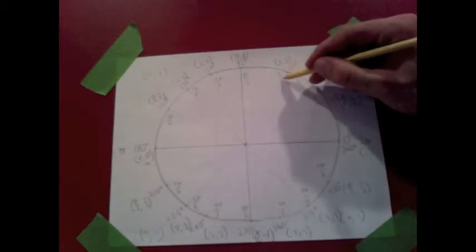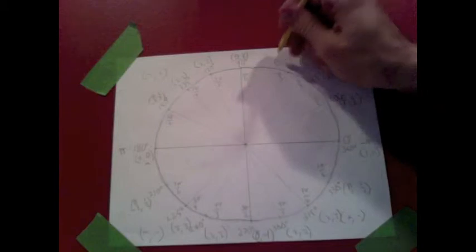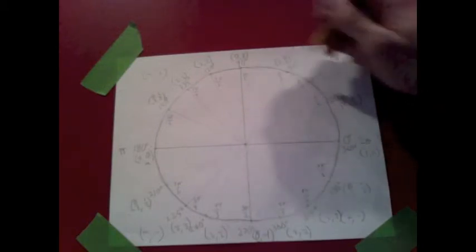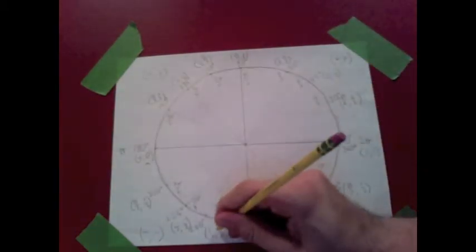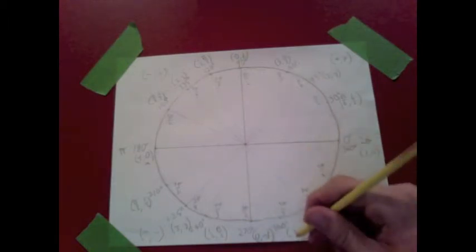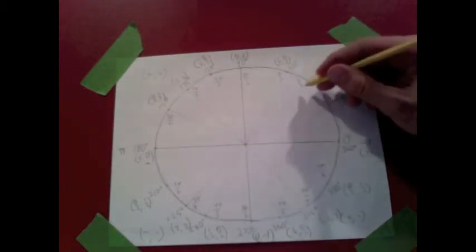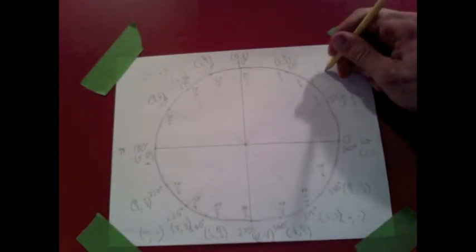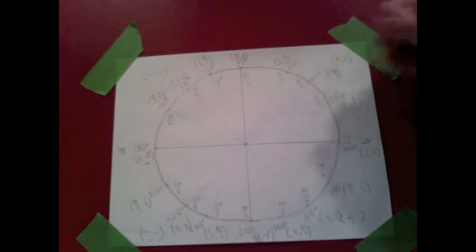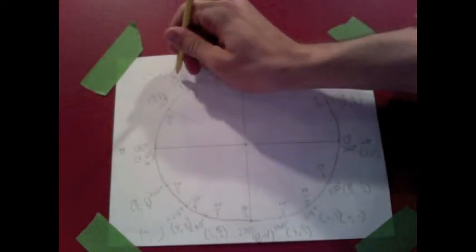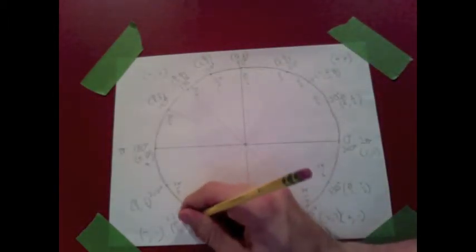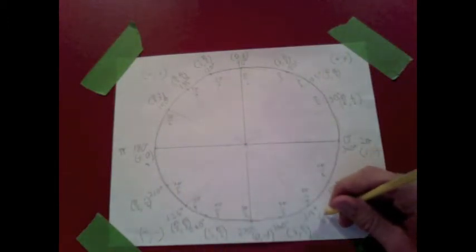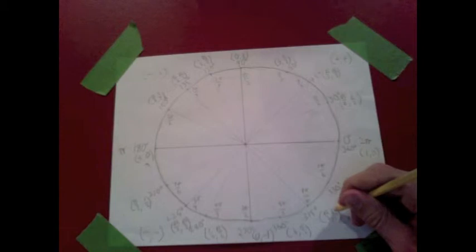The pi over 3's will be the exact opposite. So there'll be 1/2 radical 3, 1/2 radical 3, 1/2 radical 3, and lastly, 1/2 radical 3. And then the pi over 4's are the same, just radical 2 over 2, radical 2 over 2. So we can fill those in all the way around.